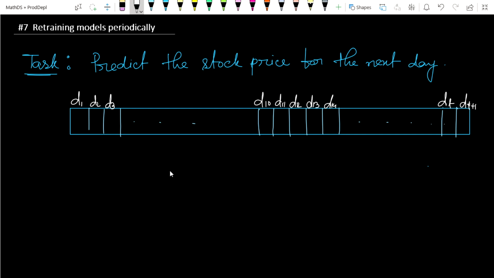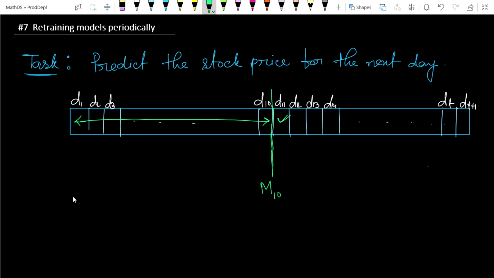Now suppose we have to build some models that will predict the data for d11. We have the data till d10. On the basis of this data, up to day 10, we build a model, M10. Using this model M10, we have to make predictions on day 11, day 12, day 13, like that.